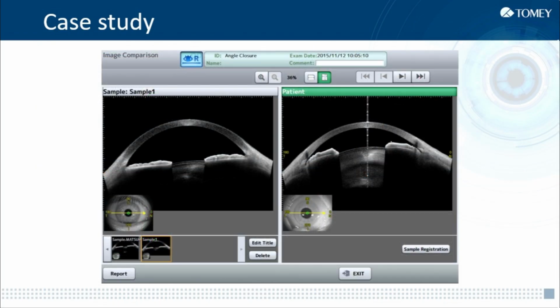Here is the image comparison screen. We can see the angle is getting narrow on the right picture of the patient. Although this is not limited to glaucoma, comparing images side by side with normal eyes makes it easier to tell the patient about the abnormality and is effective in explaining the importance of treatment.